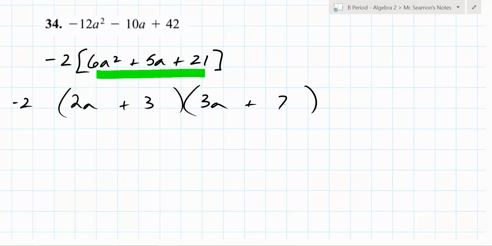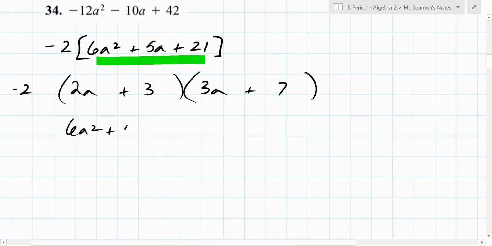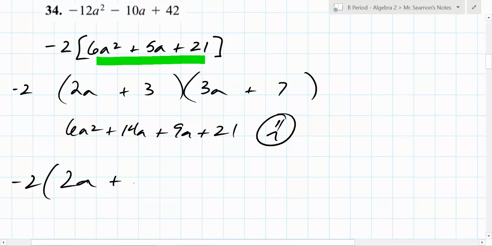That's not 5a. So what's the only other combination you can test? If it's positive, it has to stay positive. You could switch 2a and 3a. But is that going to change the middle term that much? No. If you do this one out, you end up with 6a squared plus 14a plus 9a plus 21, and that is not what you want. So the only other one you could test would be 2a plus what? 7, and 3a plus what?